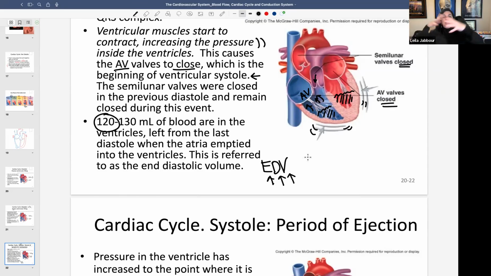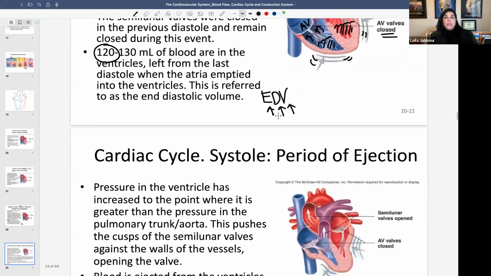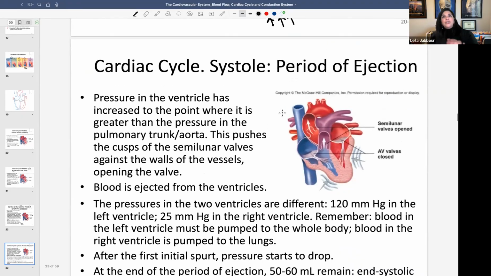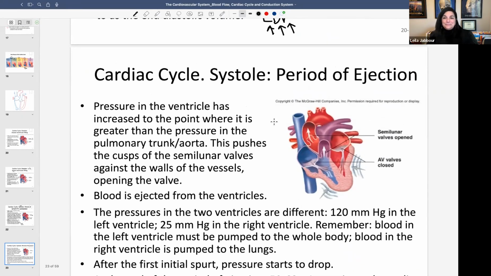So when the atria relax and they're done contracting and all the blood went down into the ventricles, that's the end diastolic volume. That's basically the volume of blood you have in the ventricles that hopefully you'll eject as much as possible out. And we'll talk about ejection fraction and all of that.